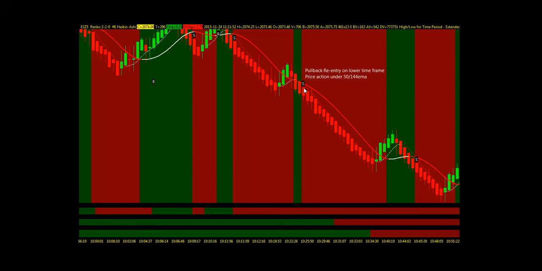You already have price action moving below the 50 and the 144 EMA, and eventually they do catch up, but this gives you an opportunity to get into the trade, into the downside. So, wonderful trade to the downside, second best setup of the session.